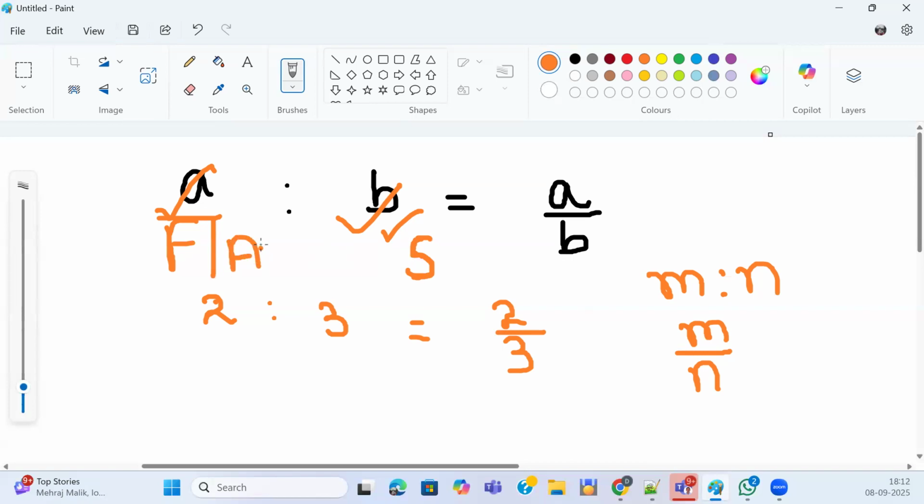What do you call this one? Antecedent. The following one, the second one, that's why this is called a consequent. In the ratio A is to B, A is called the first term or antecedent, and B is called the second term or consequent. Are you clear, everyone? Understood? Yes or no?